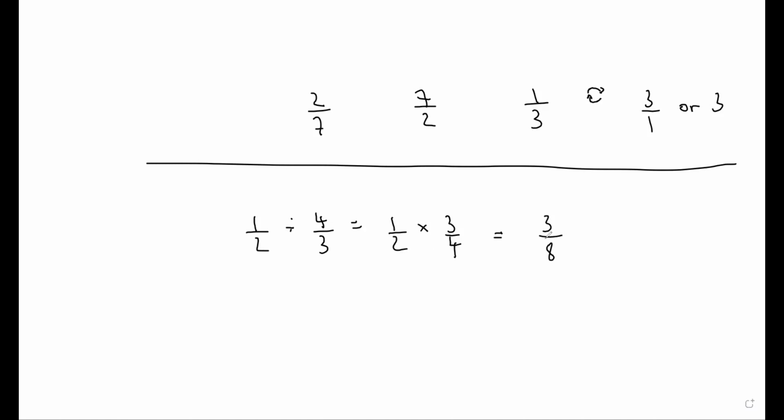So it's always the same thing. First fraction stays the same, and then this changes to multiplication, and then this does a flipperoo. There's our flipping symbol. And yeah, it's not too bad.